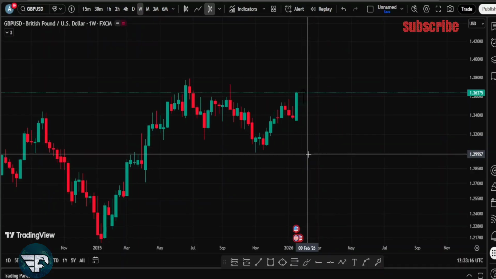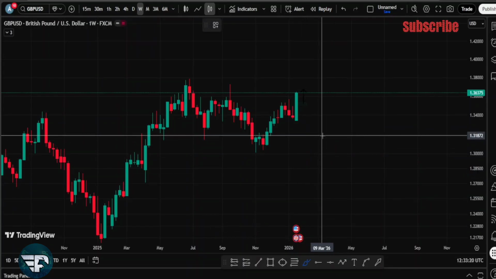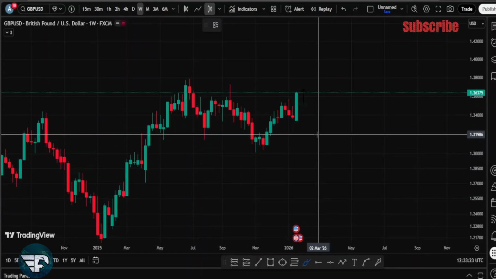Okay, so first of all, you need to start from the weekly time frame. As you can see, we are in the weekly time frame, and you need to first know the direction of the market. You need to trade with the direction of the flow.